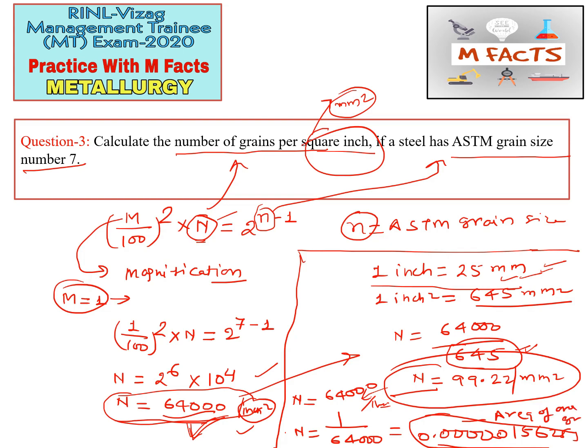So we have learned three things from this question. One, whenever they do not give the magnification, we take this value as 1. If they give the magnification, say 100, we change this value accordingly.